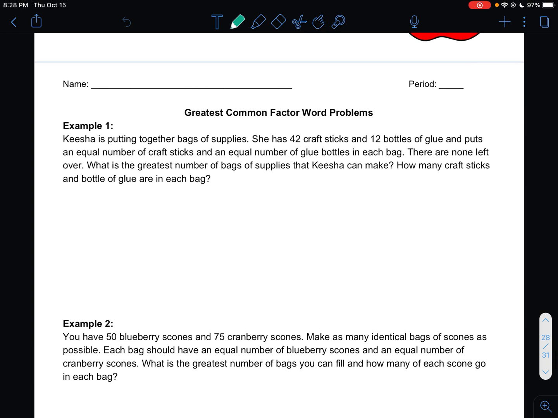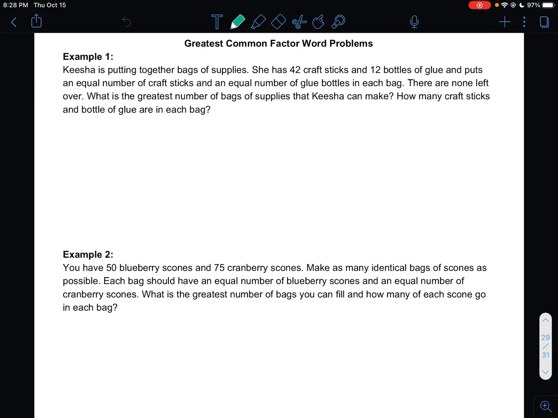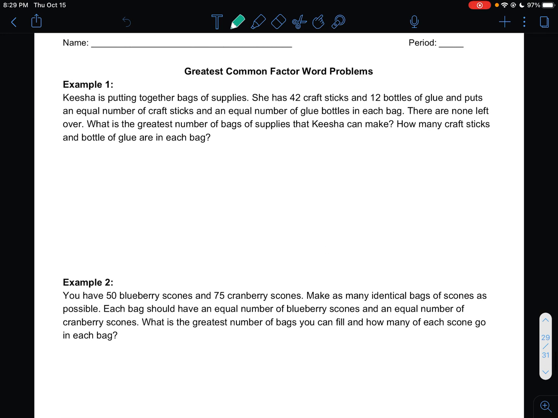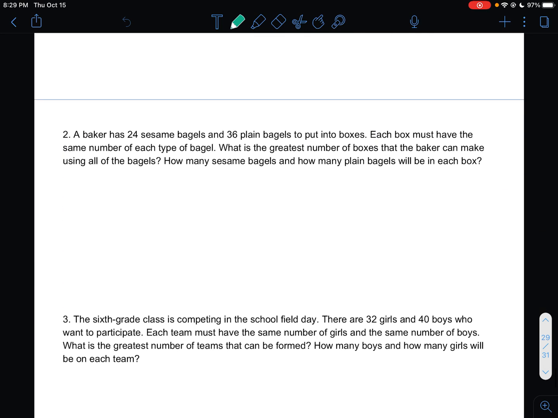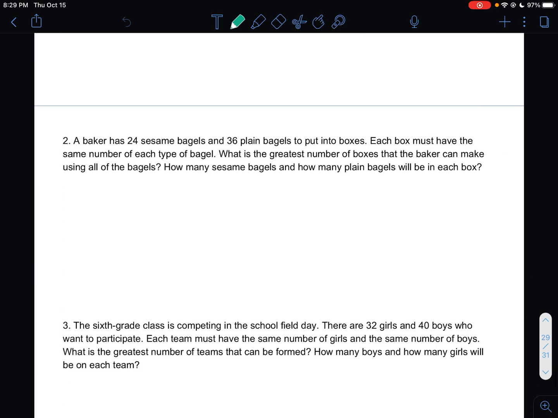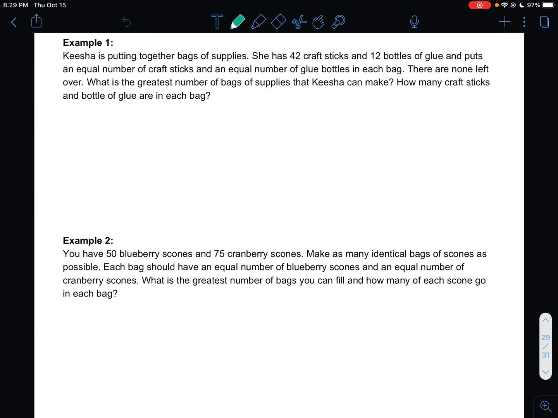Okay, so we are just going to do 2 examples. I'm going to show you what I'm looking for when it comes to these word problems, and then you just have 3 problems to try on your own, okay? And then that's it for the day. You have to do your formative, and then you're done.